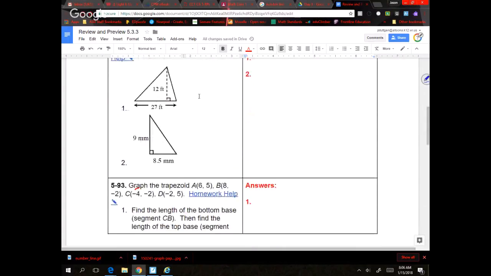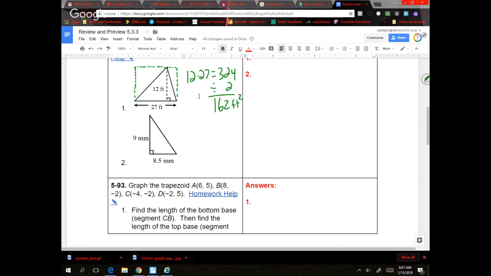Second one, what we did in class today, areas of triangles. If you remember, we talked about how a triangle is half of a square or rectangle. Because we bring it up, see how perfect I can make these lines. That is half of a rectangle. So I can do 12 groups of 27, which is 324, and then divide that by 2, because remember it's half of a rectangle. That equals 162 square feet.